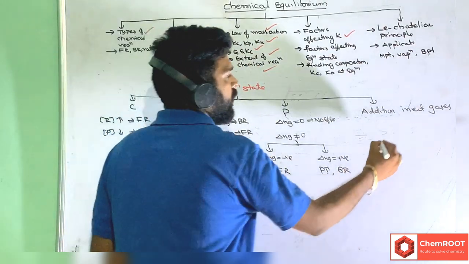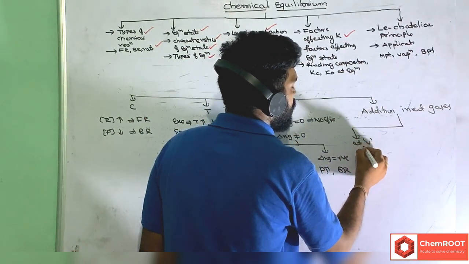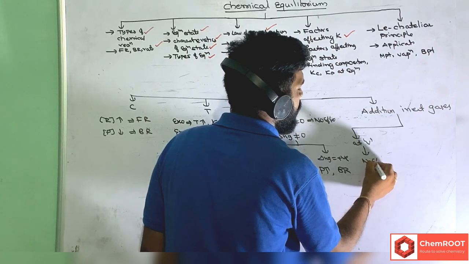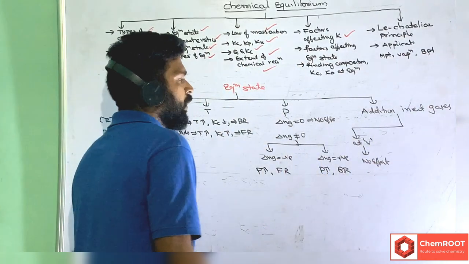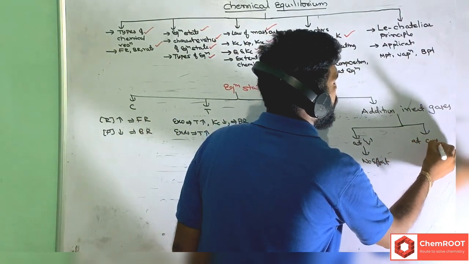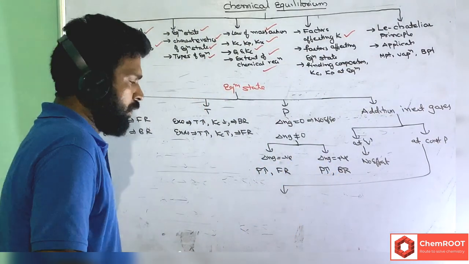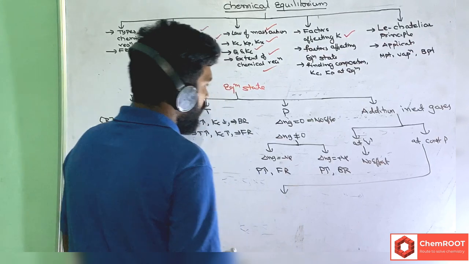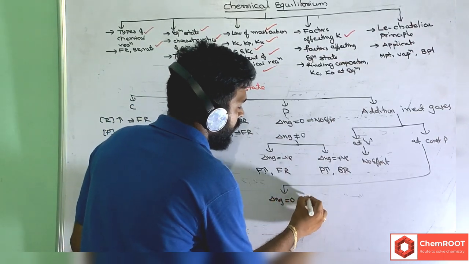And for the addition of inert gases, we look at two ways. At constant volume, there will be no effect. And at constant pressure, what happens? If delta Ng equals 0, then there is no effect.